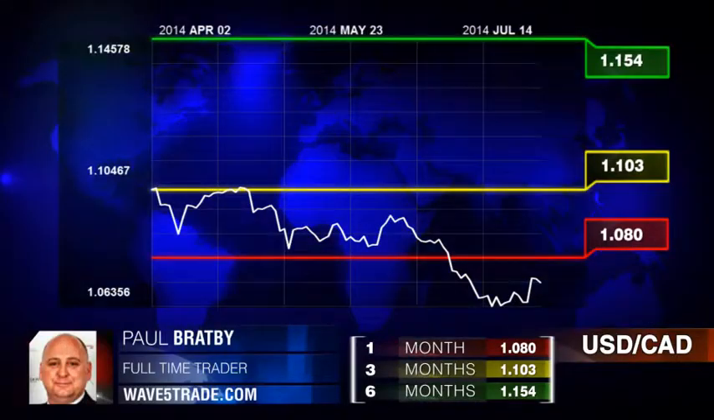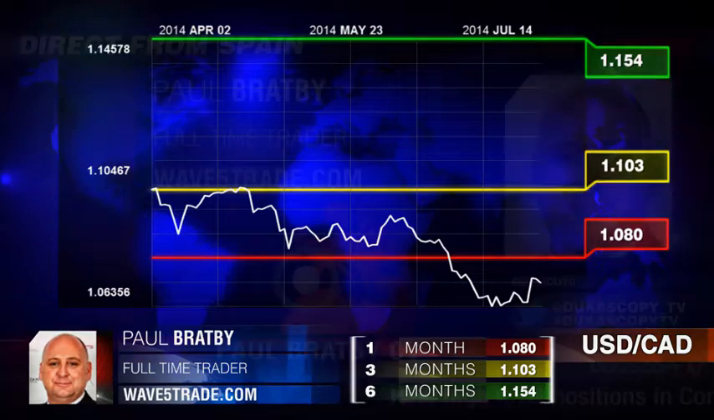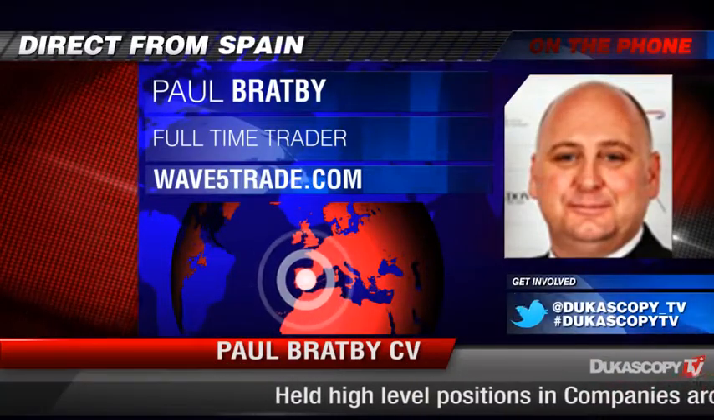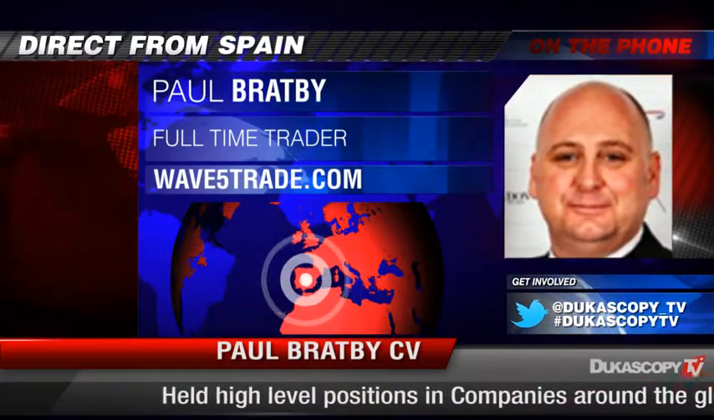It's stronger data coming from the US compared to the lackluster data from Canada, which could see the pair rise to around 1.140 to around 1.150 by Christmas, which again is the next major target if you look at a weekly chart.